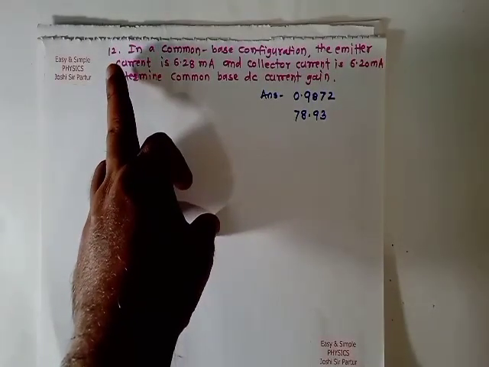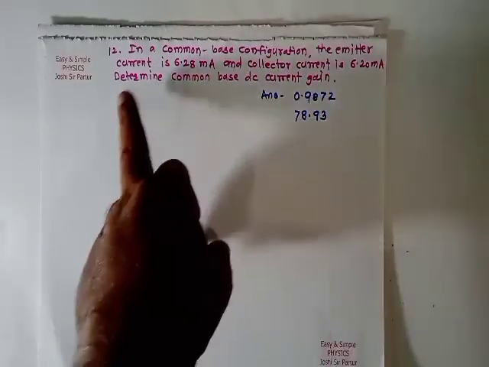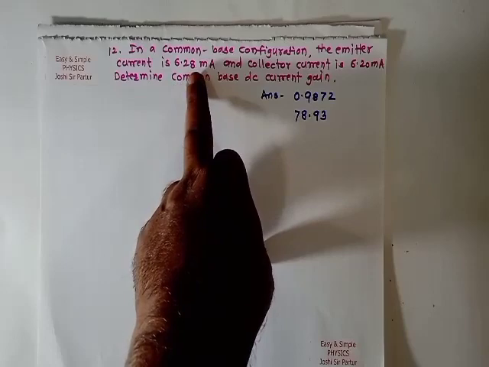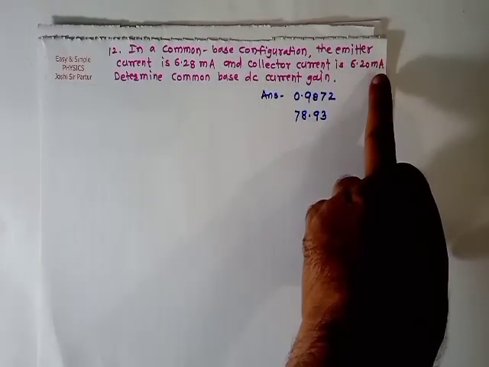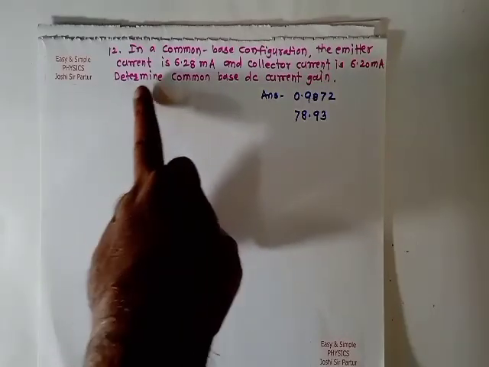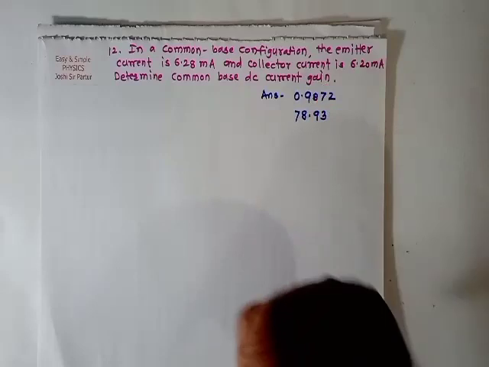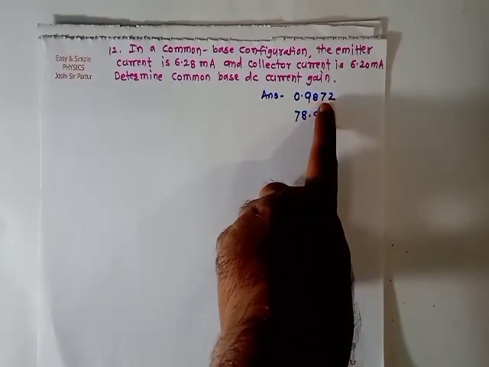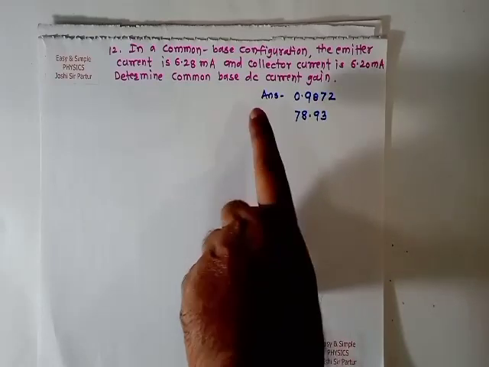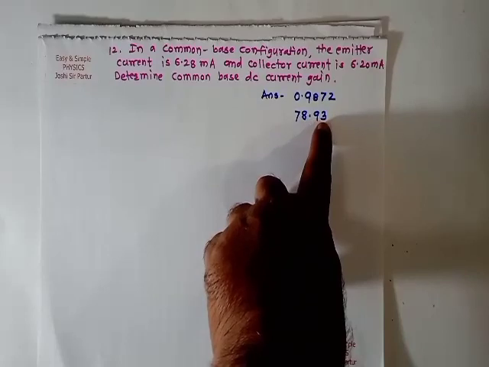Another numerical will be in a common base configuration. The emitter current is 6.28 milliampere and the collector current is 6.20 milliampere. Determine the common base DC current gain. Its answer will be 0.9872, and the DC current gain answer will be 78.93.